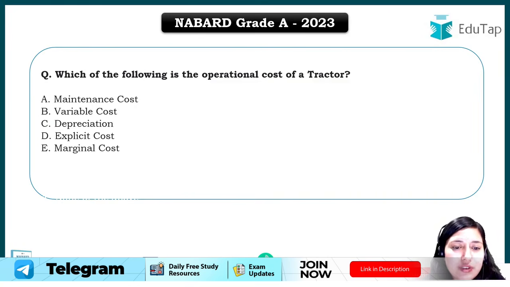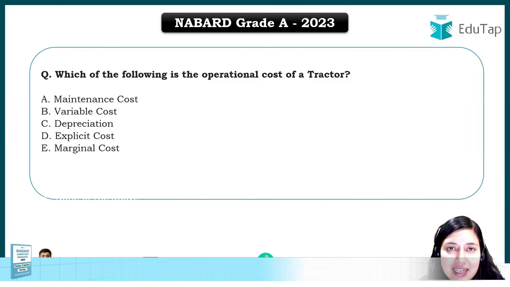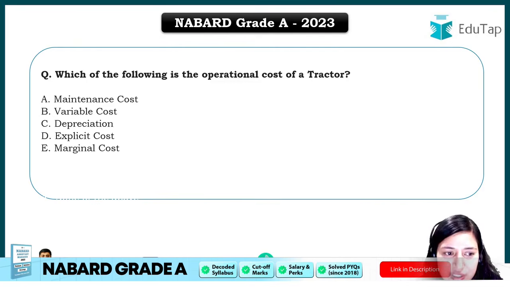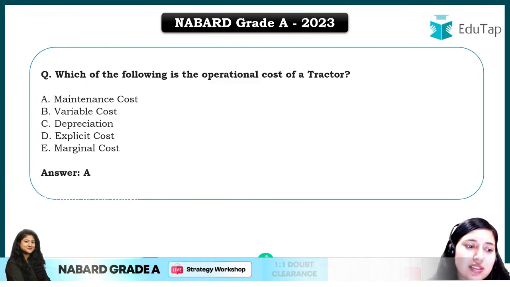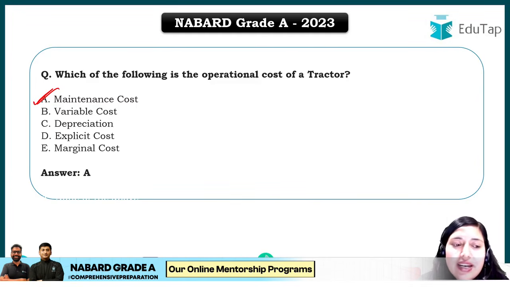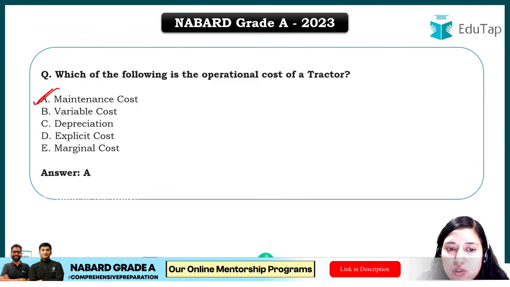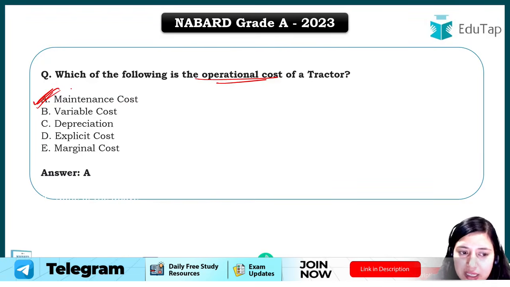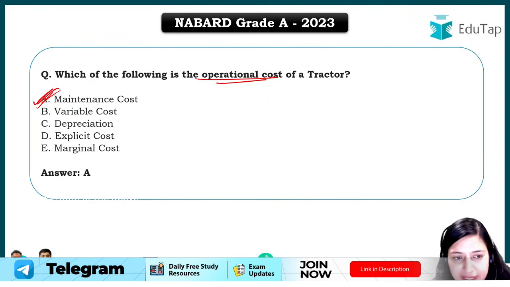So which of the following is operational cost of tractor? Now students, this is the question from your farm and agriculture engineering. So operational cost is basically the maintenance cost, that is the day-to-day cost in fuel, or for maintaining the tractor, for fuel, lubrication, right? So all these costs are maintenance cost, operation cost, which is also called maintenance cost. Clear? The day-to-day maintaining cost of tractor is the operational cost of tractor.